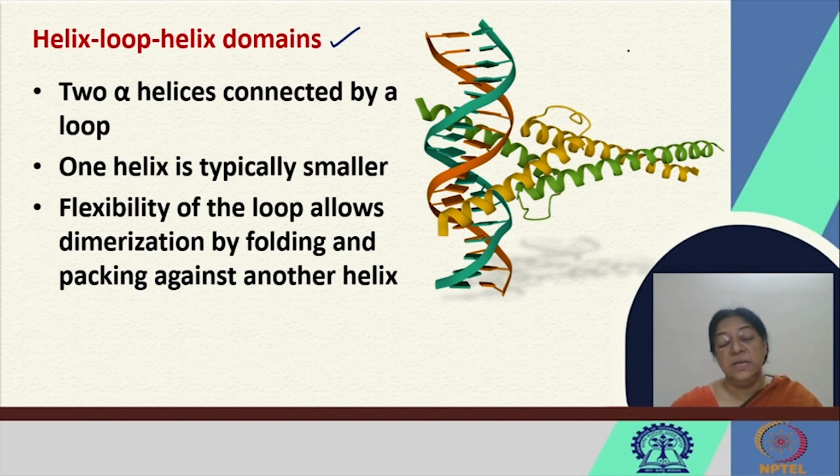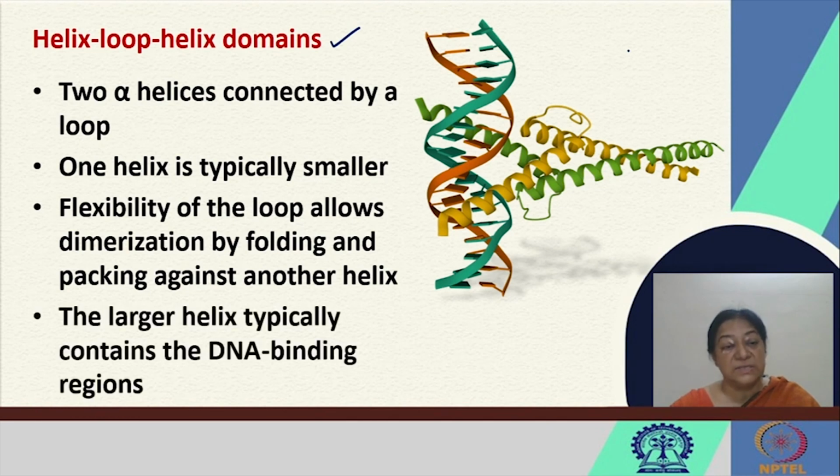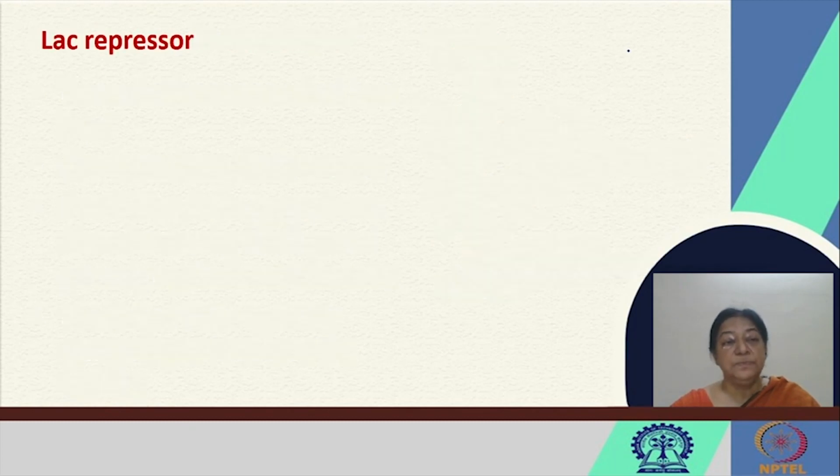Unlike the helix turn helix motif, where we saw a specific fixed angle that allows the recognition, in this case we have one small helix and one relatively larger helix, and because of the flexible loop, there is the flexibility that allows for a different type of folding and packing against the other helix. And the larger helix typically contains the DNA binding region, which recognizes the DNA in the binding process of these types of proteins.